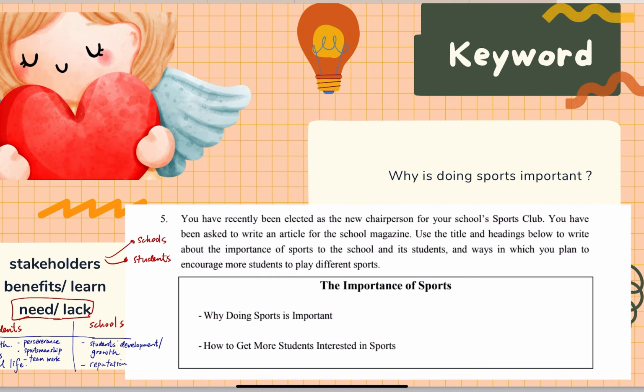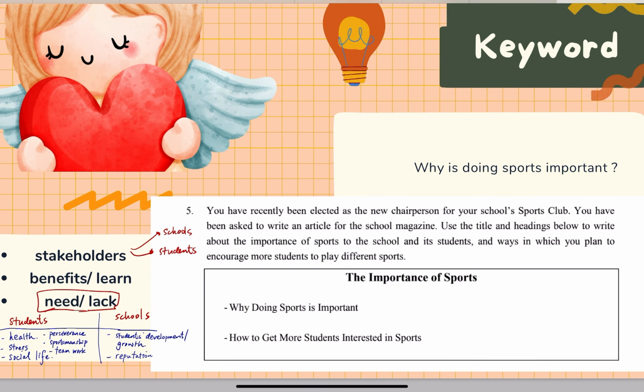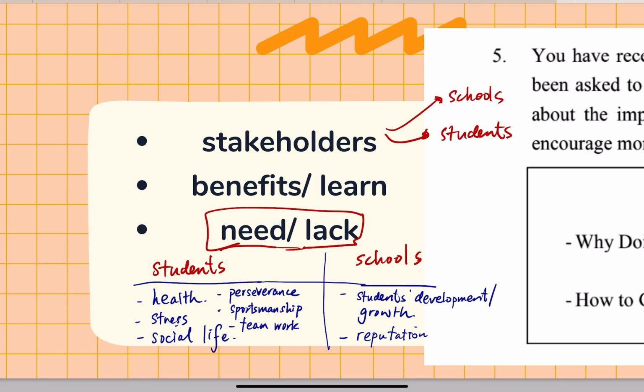So some of the key words in the question we have to pay attention to. Firstly, why is doing sports important? We have to focus on three things. Number one, who are the stakeholders? Who are the people affected or involved in this issue? Basically, from the question, we can see that we focus on schools and students.